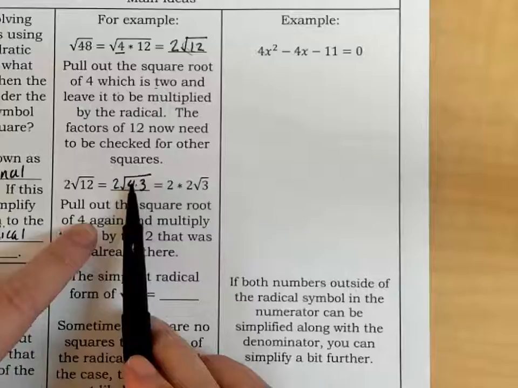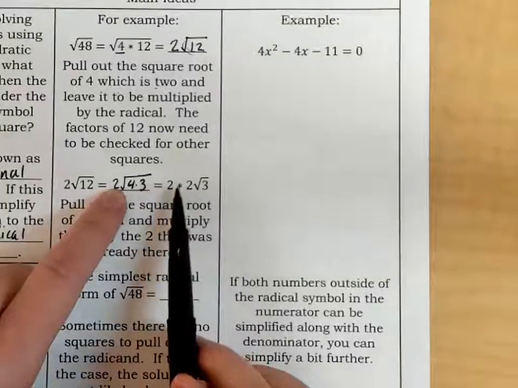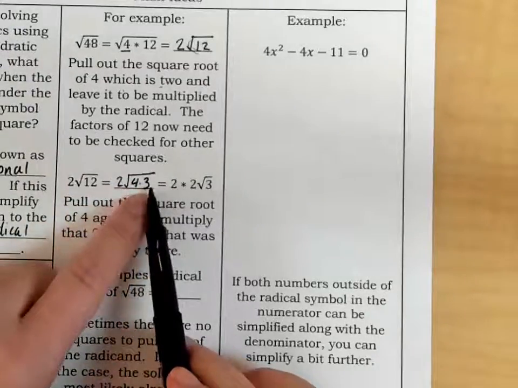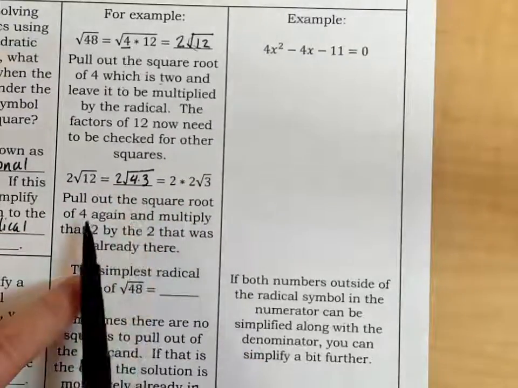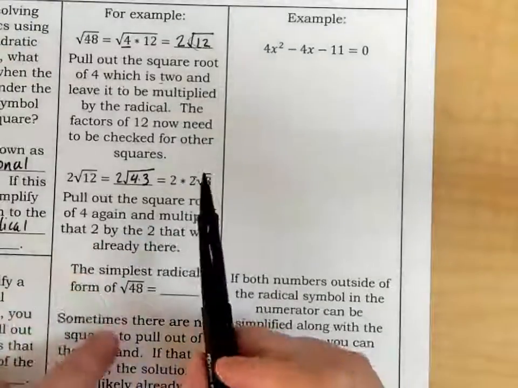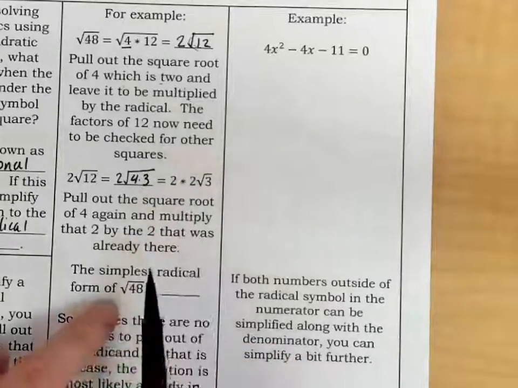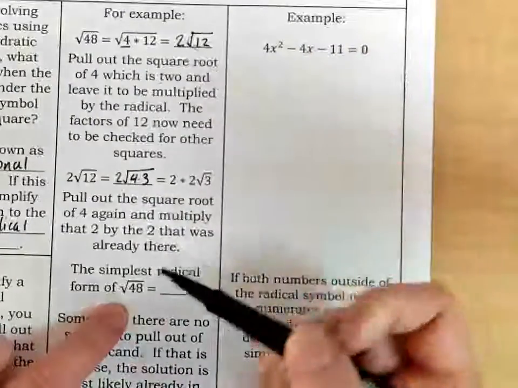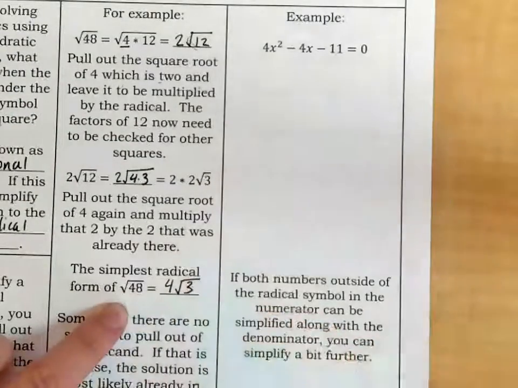So if I take the square root of 4 and pull it out, I now have this 2 that was already here times another 2 that I just pulled out, and I'm left with just this 3 on the inside. And so that's what I've done here. Pull out the square root of 4 again and multiply that 2 by the 2 that was already there. And so this 2 times 2 can be simplified. So when I go to look at this, the simplest radical form of the square root of 48 is written as 2 times 2, which is 4, multiplied by the square root of 3.